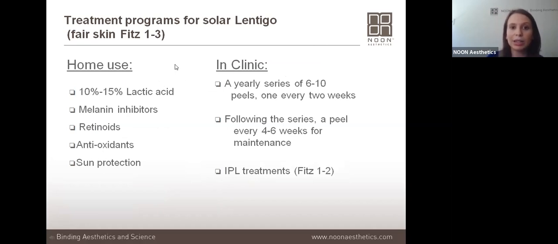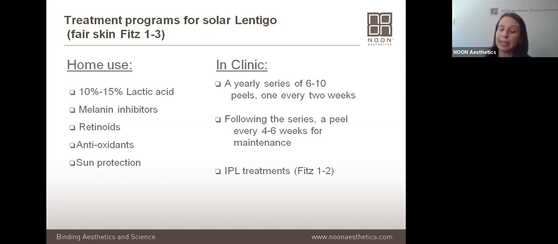So let's take a look a little bit about a program of treating. So this can help us understand how do we treat step by step. So at home, we will use 10 to 15 lactic acid. So it can be the lacto-10 or hydrogel or the lacto-15 ceramide. Of course, the melanin inhibitors, which I will soon show the products, retinoids, antioxidants, and again, sun protection.